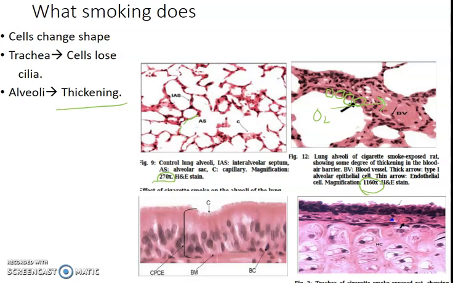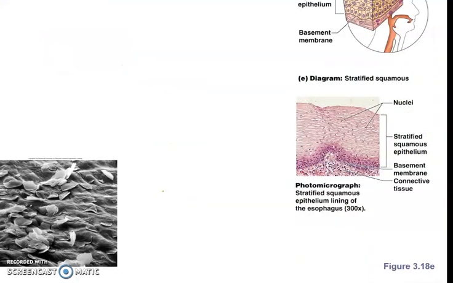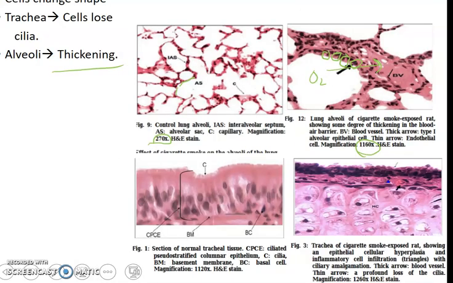Then we have our trachea. This is our pseudostratified epithelial, and we have multiple layers of cells. And it's completely random. Here are the cilia. What do the cilia do? That's right, catch mucus, transport it out. I've lost the cilia there.